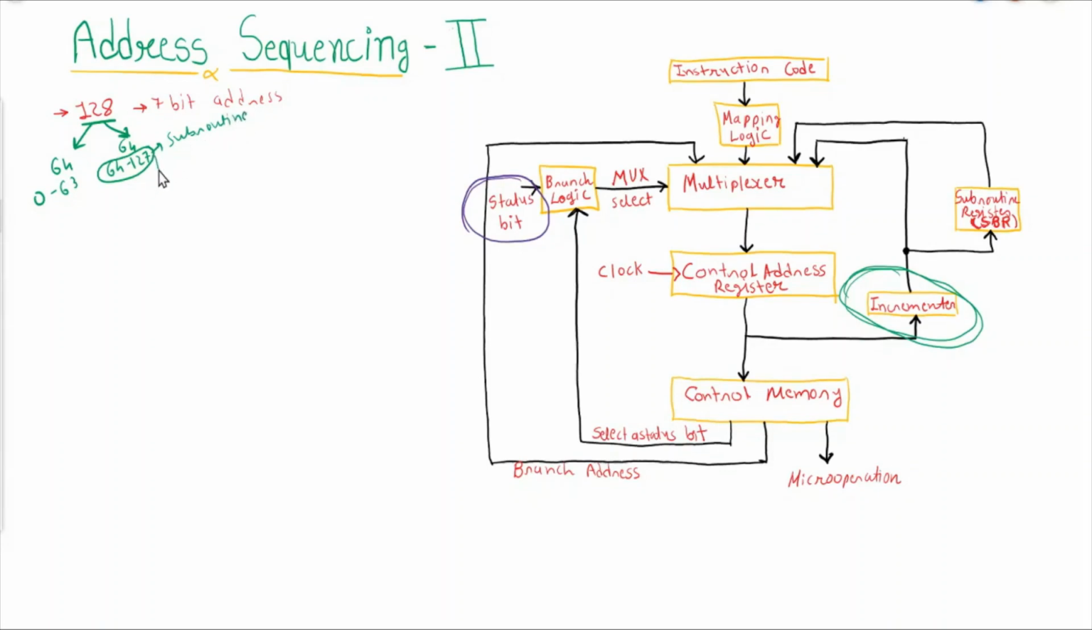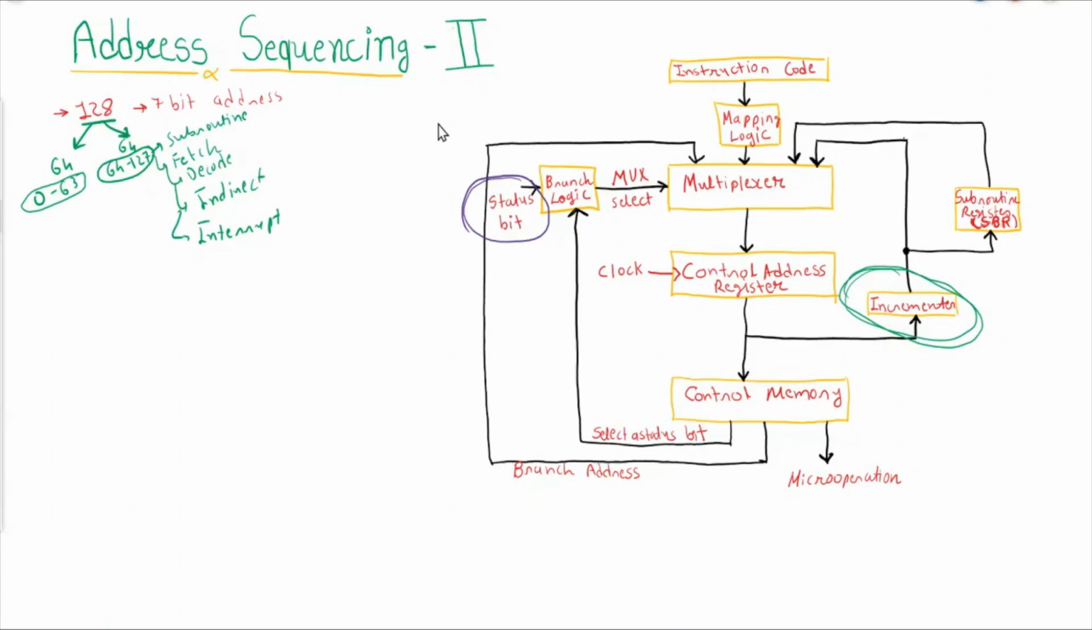Subroutine like what subroutine for fetch, then decode, then subroutine for, you can say, indirect addressing mode. Clear? And then subroutine for we can say interrupt. Yes, so we are having total 64 locations starting from 0 to 63.